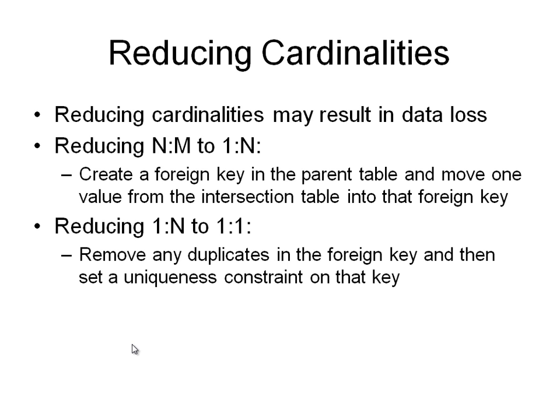When reducing cardinalities, you have to be careful, since it may result in data loss. To reduce many to many to one to many, create a foreign key in the parent table and move one value from the intersection table into that foreign key. To reduce from one to many to one to one, remove any duplicates in the foreign key and then set a uniqueness constraint on that key.